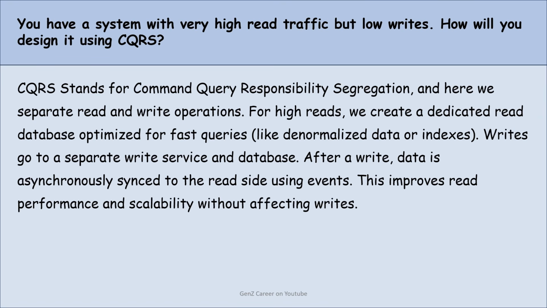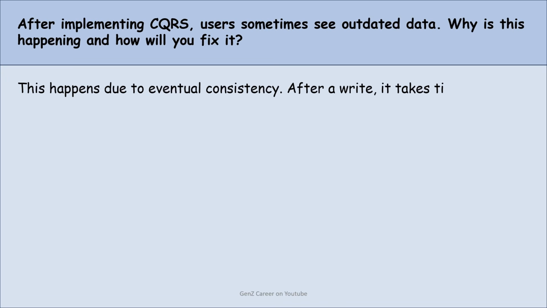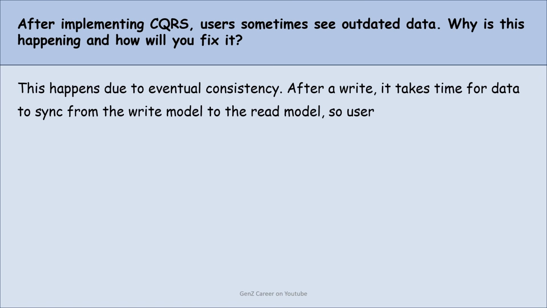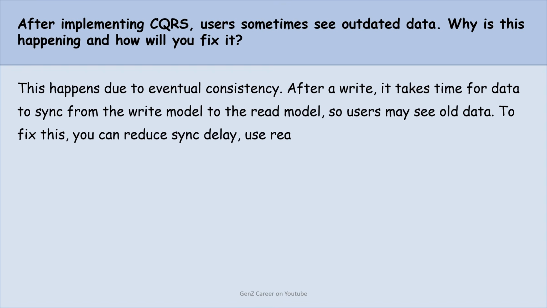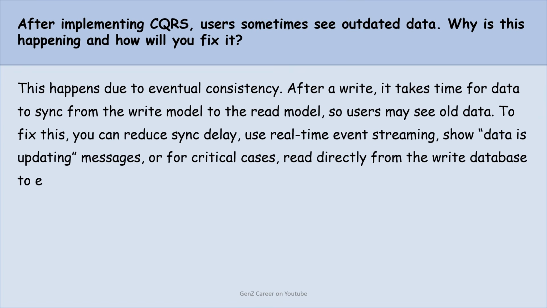Next question is, after implementing CQRS, users sometimes see outdated data. Why is this happening and how will you fix it? So this basically happens due to eventual consistency, right? After a write, it takes time for data to sync from the write model to the read model, so users may see the old data. Are you getting my point? To fix this, we can reduce sync delay, use real-time event streaming, show "data is updating" messages, or for critical cases, read directly from the write database to ensure fresh data.